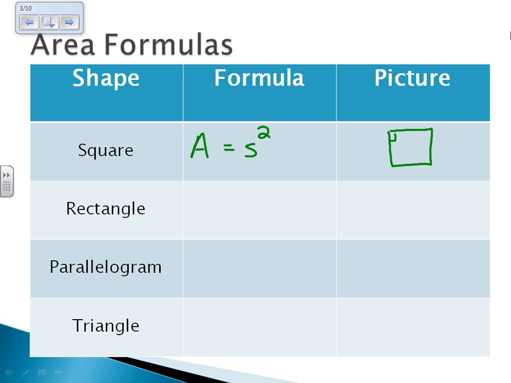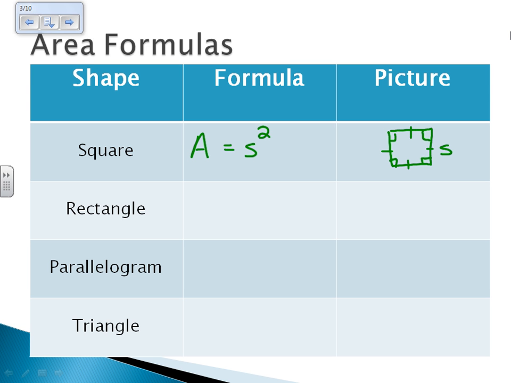You have a square. The angles are the same, the sides are the same, and each side is length s. So yes, length times width would absolutely work. This is just a special case where all the lengths and the widths are the same.